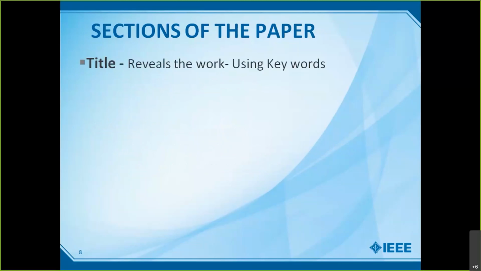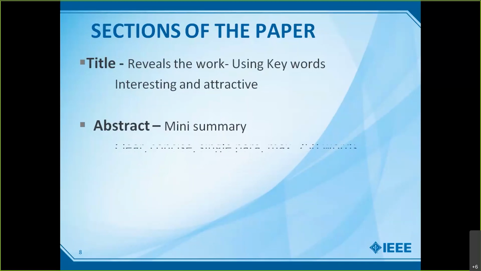So the title, as I said, and the abstract are the most important parts of the paper as far as a person who is searching for a paper is concerned. A person who is trying to look at your paper is not directly going to read the main body of the paper. They'll read the title first and the abstract. So the title should reveal the work.